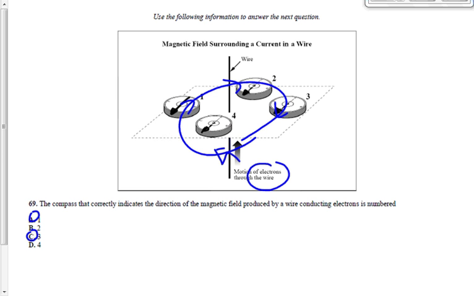Which one is right? It's 3. Yeah, it's 3, because we can see that compass is pointing out of the page at that point. This one's also pointing out of the page, but it should be pointing to the left. This one's pointing out of the page, but it should be pointing in. This one's pointing out of the page, but it should be pointing to the right. So the answer is C.